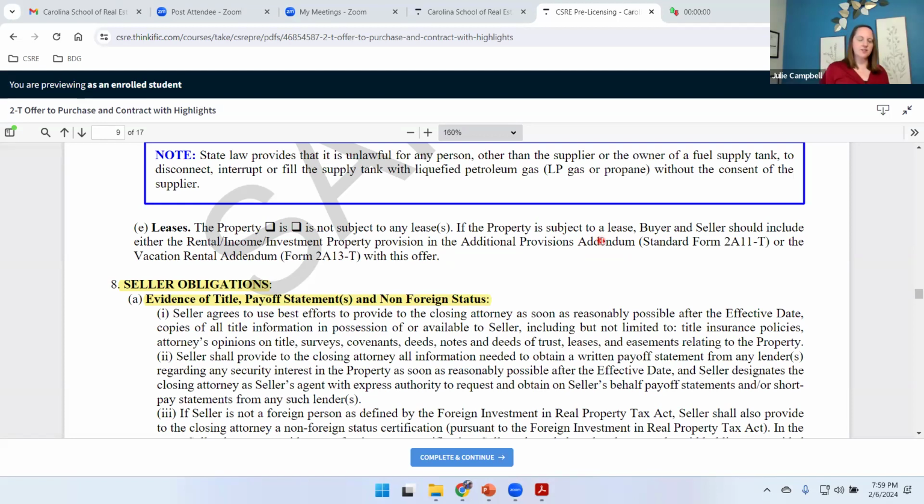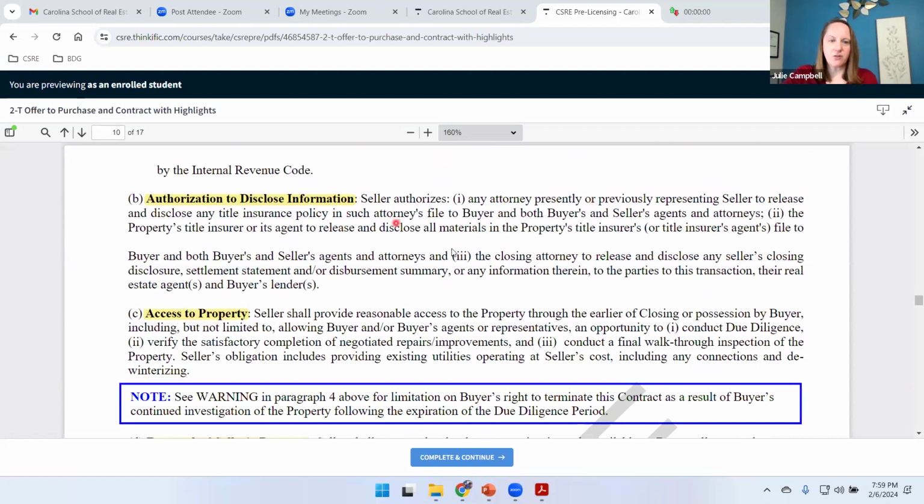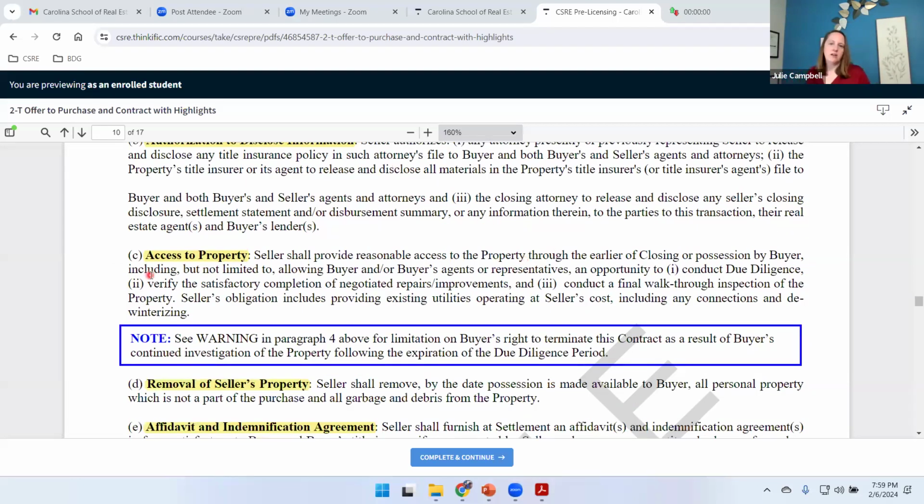And then 8 is the seller obligations. Remember, their biggest obligation is to provide free marketable title, free of all liens. So that's the seller's biggest obligation: evidence of title, payoff statement, authorization to disclose, and again, access to the property.